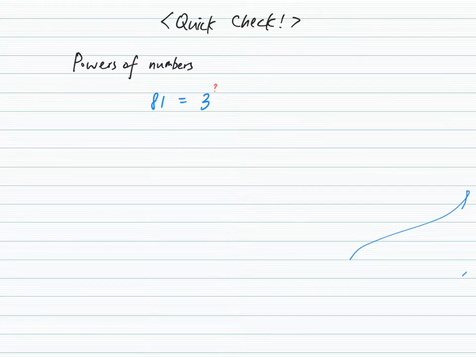You need to be very sensitive of this. Otherwise, you will spend too much time on questions like this. So it's 3 to the power of 4. And if I give you 25, what's the power of it? If the base is 5, the power should be 2, the square.